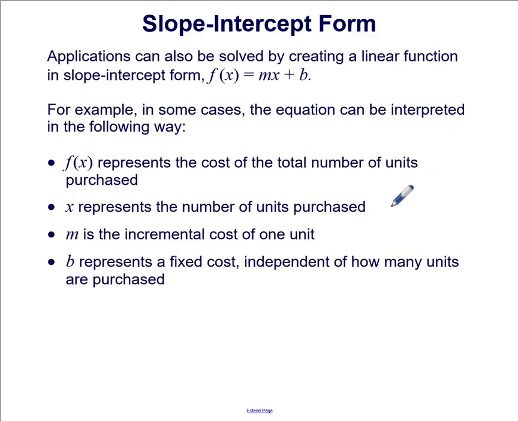X represents the number of units purchased. M is the incremental cost of just one unit. And B is a fixed cost. It represents a fixed cost, independent of how many units are purchased.